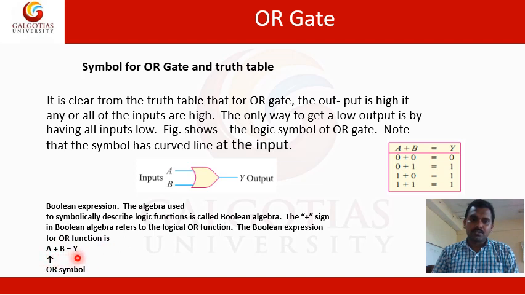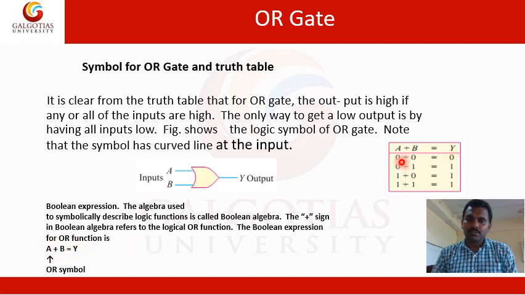A or B. So when we write A plus B is equal to Y, it means the two inputs are ORed, that is, the OR function is applied. And since we are using two inputs, there will be 2 power 2 possible combinations of inputs, and the corresponding output we can write here using this OR operation.